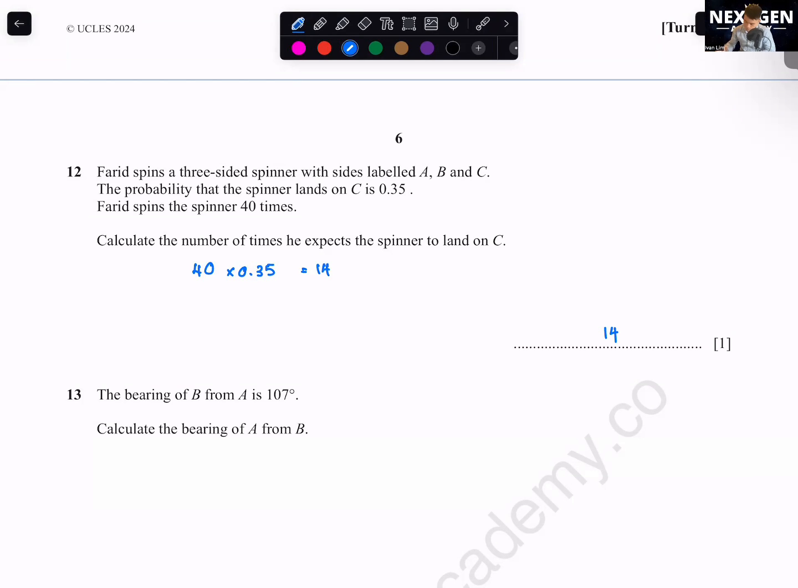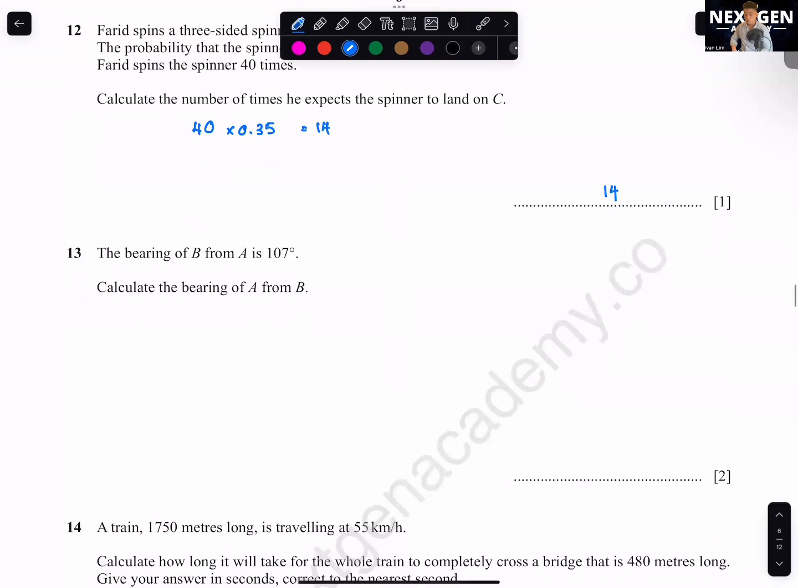Okay, next one. The bearing of B from A is 107 degrees. Calculate the bearing of A from B. Okay, a lot of students tell me, teacher, my bearing not so good. We will revise this again in these coming weeks when we do trigo. I will try to find all the hard questions for y'all for bearings also.